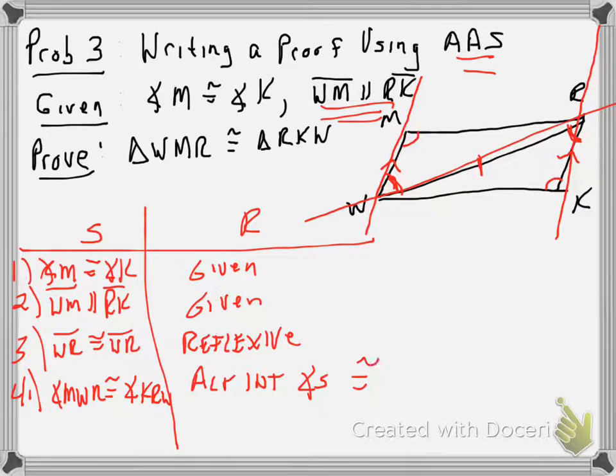Okay, so now we have two angles, and we have that side that is not included, so I can go ahead and say triangle WMR is congruent to triangle RKW by angle angle side.